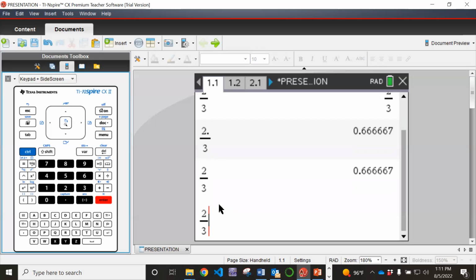I'm going to store this into a variable because a lot of times that'll be useful for us. The store feature is right above variable. So I'm going to hit control first, then we'll store. And I'm going to store it into the variable A. So I'm just going to type in A on my alphabet down here.